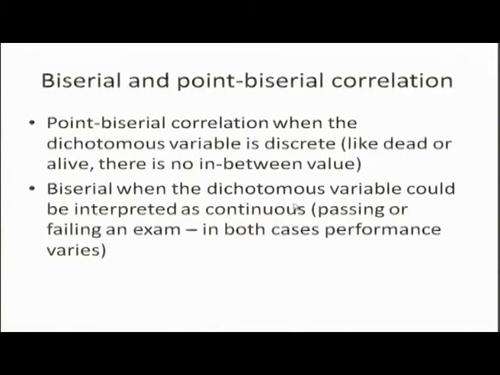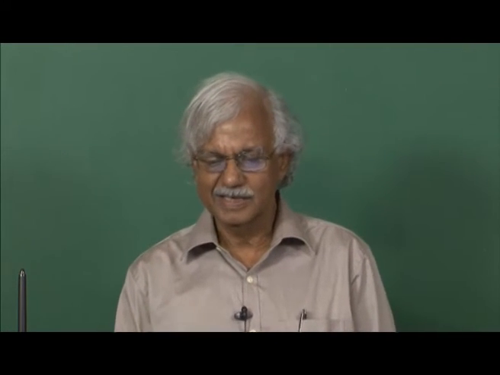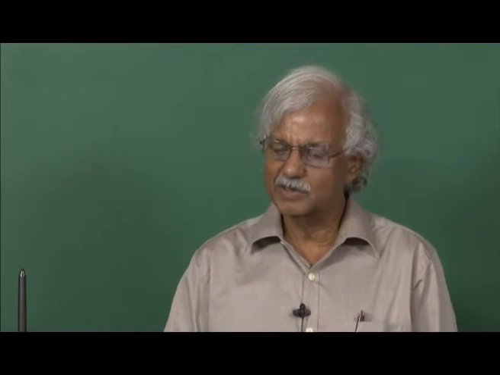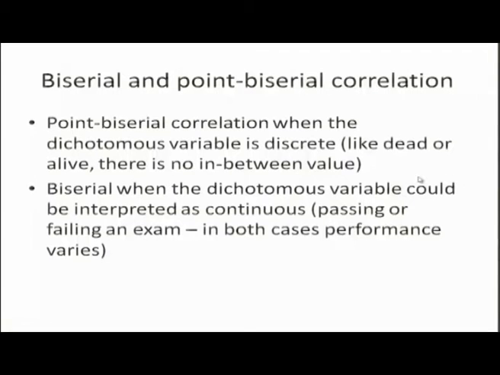There we calculate biserial. If we treat dichotomous variables as dichotomous only, pass, fail, and we do not consider the continuity aspect of that, like dead or alive. Dead or alive is a perfect case for a dichotomous variable. There cannot be any situation between death and life.